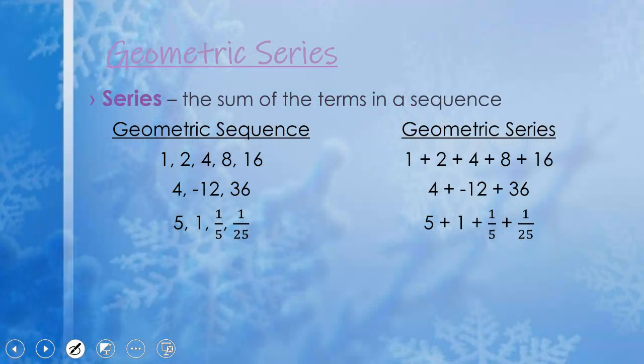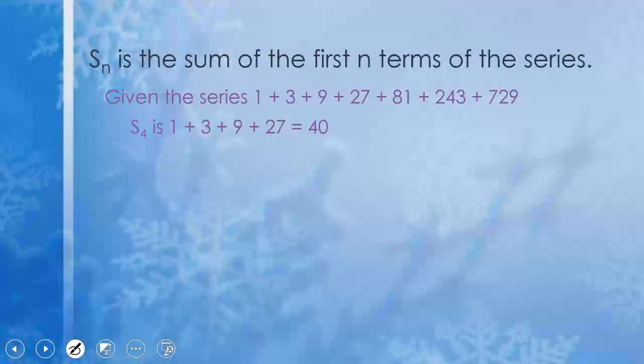A series, again, remember, is simply adding up the terms in a sequence. Just like arithmetic, geometric is the same thing. So if I have a sequence of 1, 2, 4, 8, 16, the geometric series would be 1 plus 2 plus 4 plus 8 plus 16, and so on, okay? So again, it doesn't matter what your r is or anything like that. You're simply taking the sequence and adding the terms to make the series.